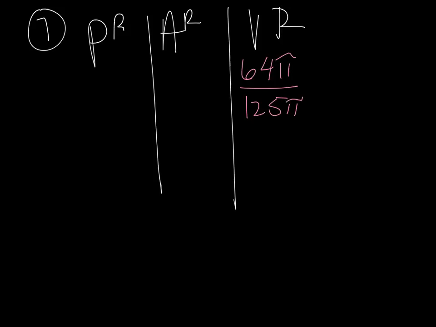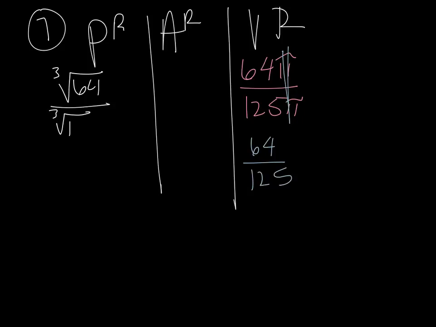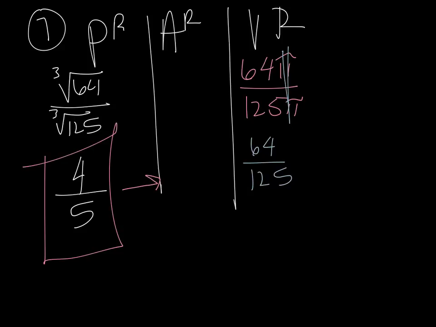Putting those in my volume ratio, these two cancel, so I just have the 64 over 125. Now if I want to figure out my perimeter ratio, I have to take the cubic root of 64 and the cubic root of 125. Remember, that's the same thing as raising it to the 1/3 power, so that's 4/5. Since I'm just looking for scale factor, this is an easier one. So actually that's my final answer. Bing, bada, boom. That's all I have to do. Cubic root is the same thing as 1/3 power.